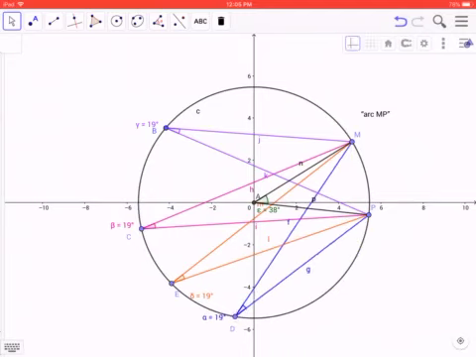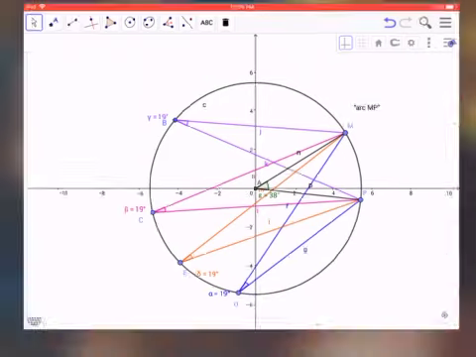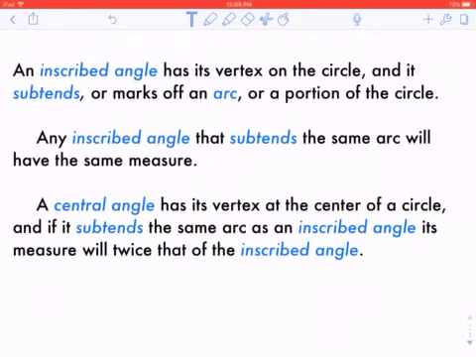So that's what this video was all about. I would like to summarize that with some verbiage. Hopefully you can replay the video if you want, but here are the basic facts that I wanted you to pick up in this video. An inscribed angle has its vertex on the circle, so you need to know what that's called. And it subtends or marks off an arc or a portion of the circle. So that word subtend is going to be used. Just keep it in your vocabulary. An angle subtends an arc. That's how it works. Any inscribed angle that subtends the same arc will have the same measure.